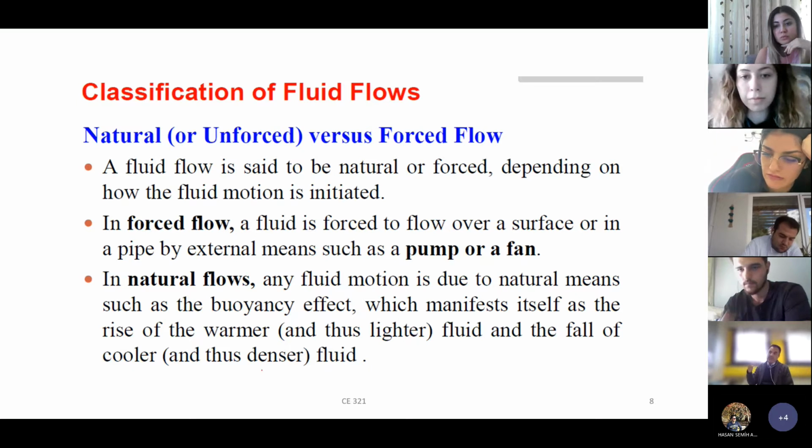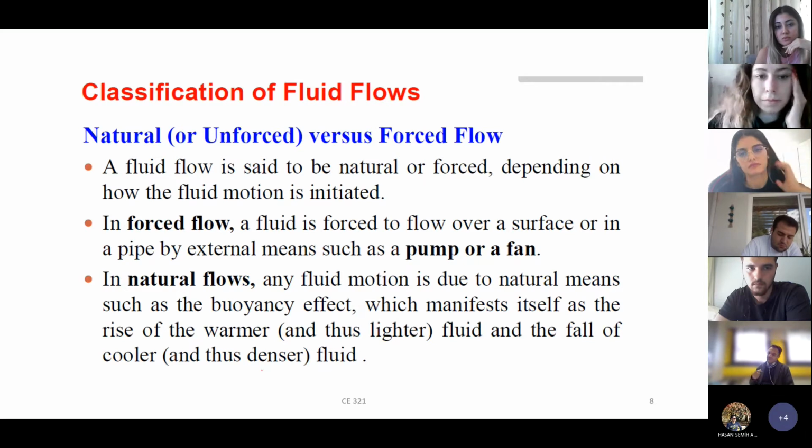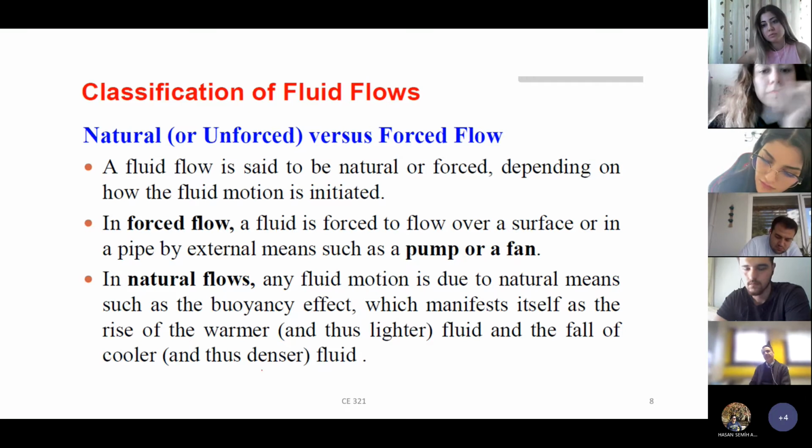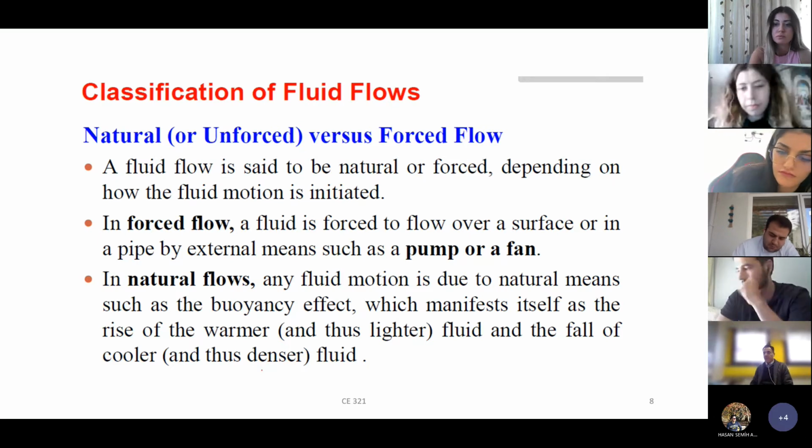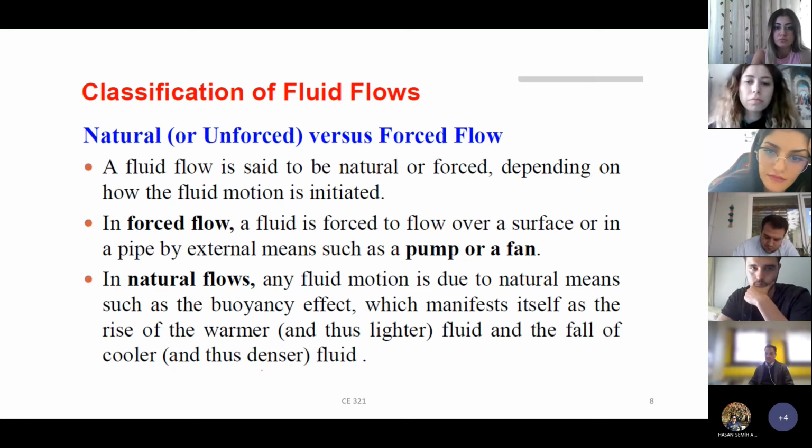When we say the flow is forced flow, a fluid is forced to flow over a surface or in a pipe by external means such as a pump, or a fan for air. It is called forced flow. For natural flow, the fluid motion is due to natural means such as the buoyancy force or buoyancy effect, which we will talk about next chapter, which manifests itself as the rise of the warmer and thus lighter fluid and the fall of the cooler fluid. And about this we will also talk in hydrology.